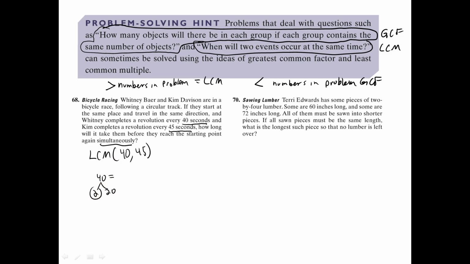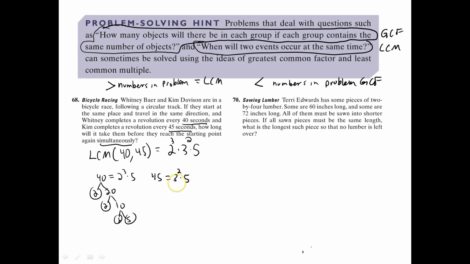40 is 8 times 5, so it's 2 cubed times 5, and 45 is 3 squared times 5. LCM, we take all the primes that are there, so we take a 2, a 3, and a 5. When it comes to exponents, we take the greatest amount on each. So we got a 3 there on the 2. We have a 2 on the 3. And the 5 just gets a 1.